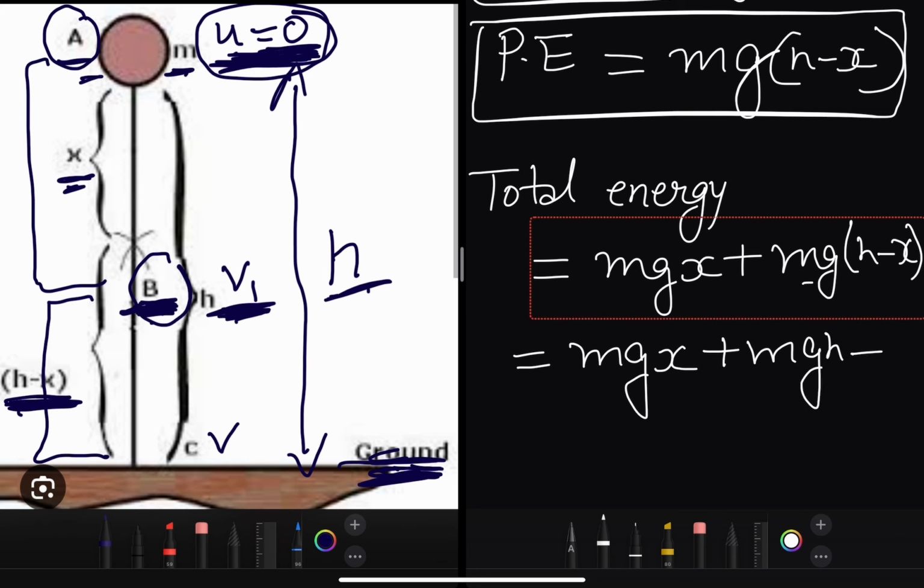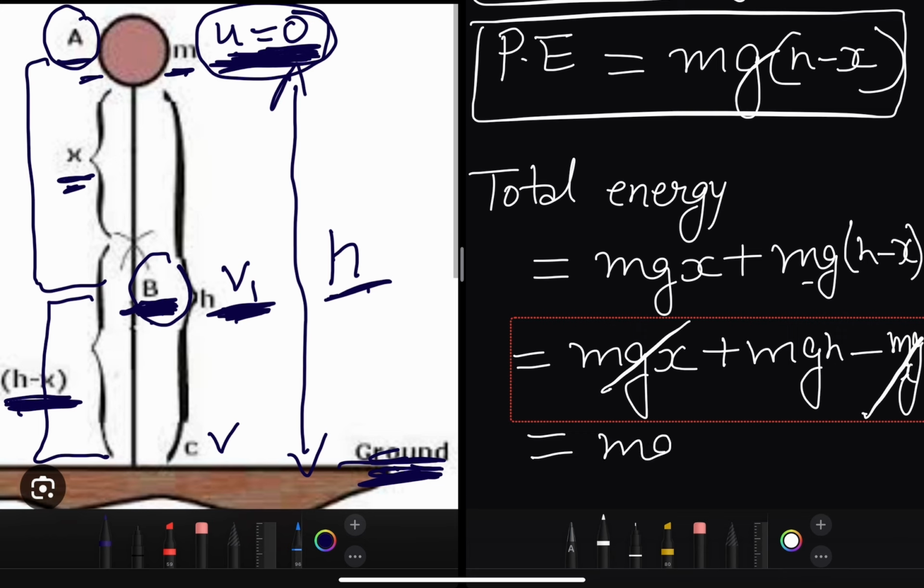mgh plus, minus minus. mg into x is mgx. Here mgx will come. Now this mgx, here it is plus mgx, here it is minus mgx. They will cancel each other. What do we have left? mgh. This is the total energy. At which point? At point B.